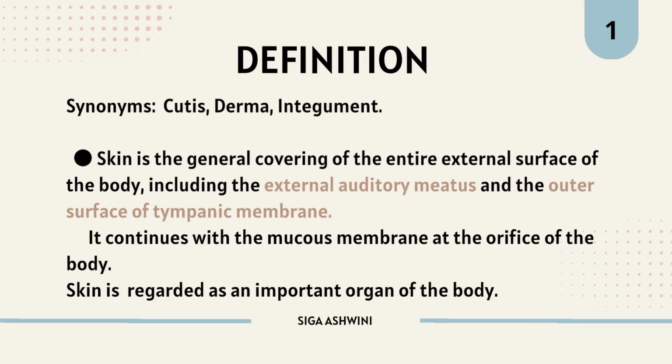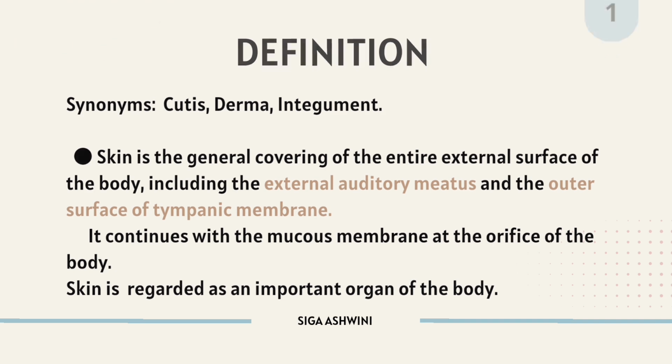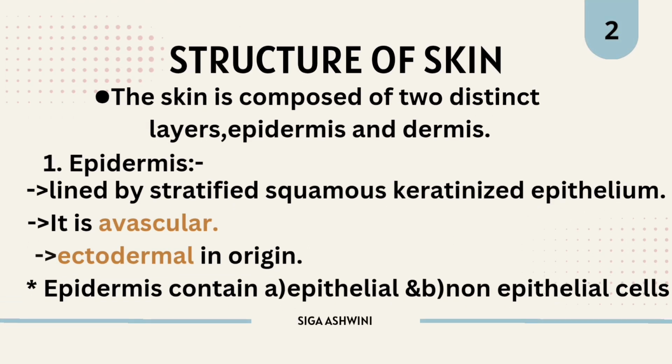Going to the definition, skin is the largest gland of our body and it is a general covering of the entire external surface of the body, including the external auditory meatus and also the outer surface of the tympanic membrane, and it continues with the mucous membrane at the orifices of the body. Because of its large number of functions, skin is considered an important organ of our body. So now we'll go to the structure of skin.